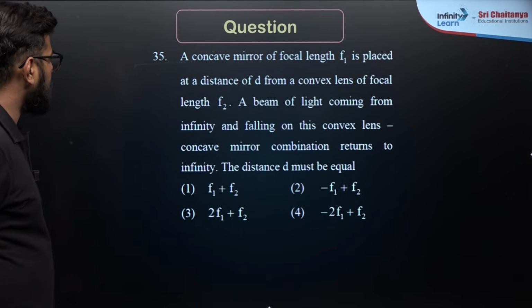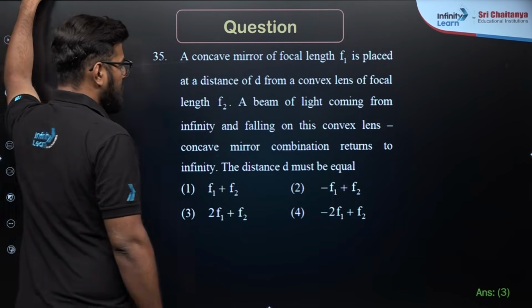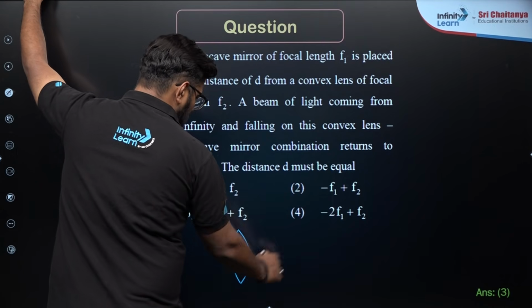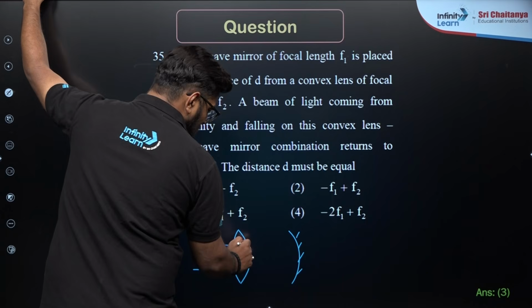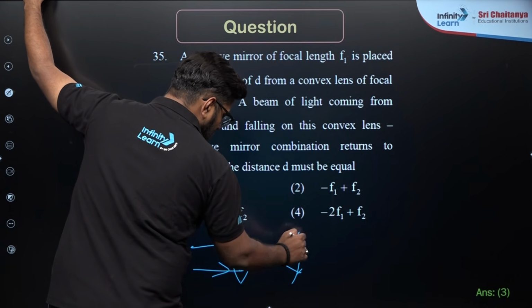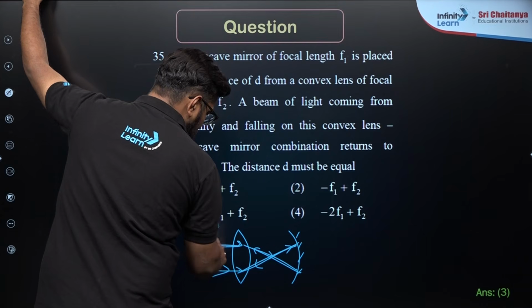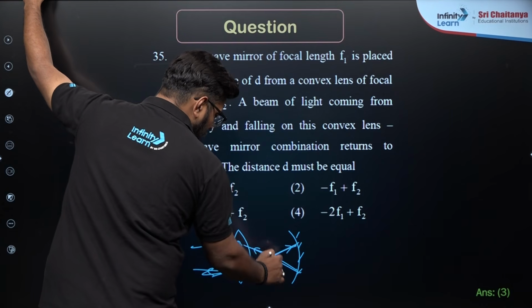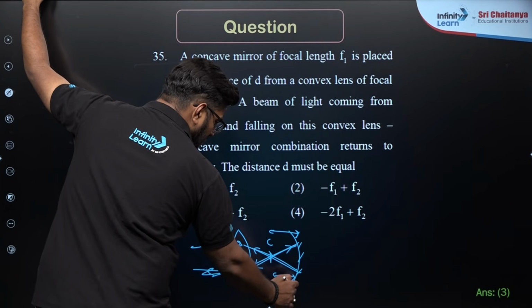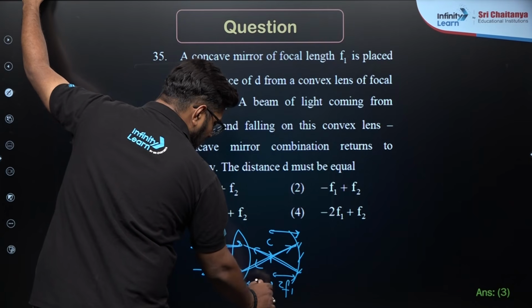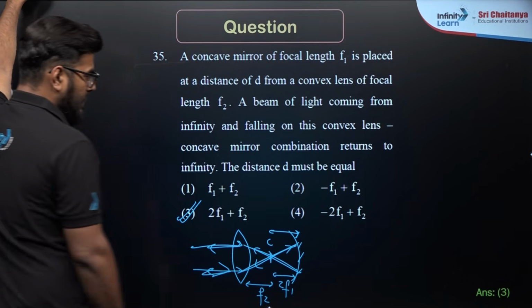They can travel a long distance. A concave mirror of focal length f1 is placed at a distance d. This is a standard problem in which the light rays come from infinity. They go over here, right? And they again retrace their path back. Okay, for this to happen, this should be the center of curvature for this mirror. That means this distance is going to be 2 times f1 and this will be the f2 over here. So the distance should be 2 times f1 plus f2, option number 3.